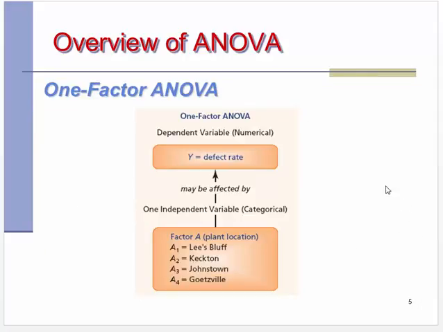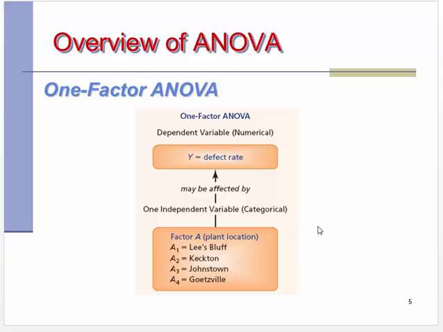This chart summarizes a one-factor ANOVA, and in this case, it's about the defect rate of a plant. A company with different plants, 4 different plants here, A1 through A4. A1 is Lee's Bluff, A2 Cacton, A3 Johnston, and A4 Goriswell. They have 4 different plant locations, and at each location, they're all turning out the same parts for the company.